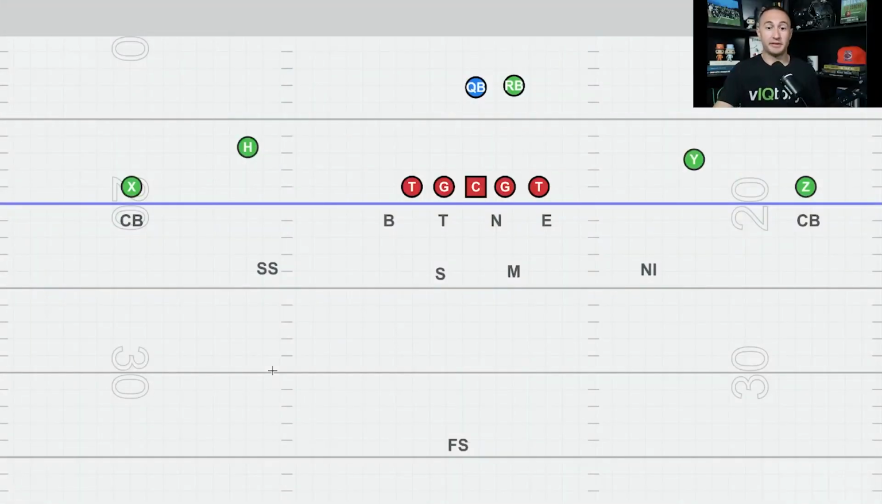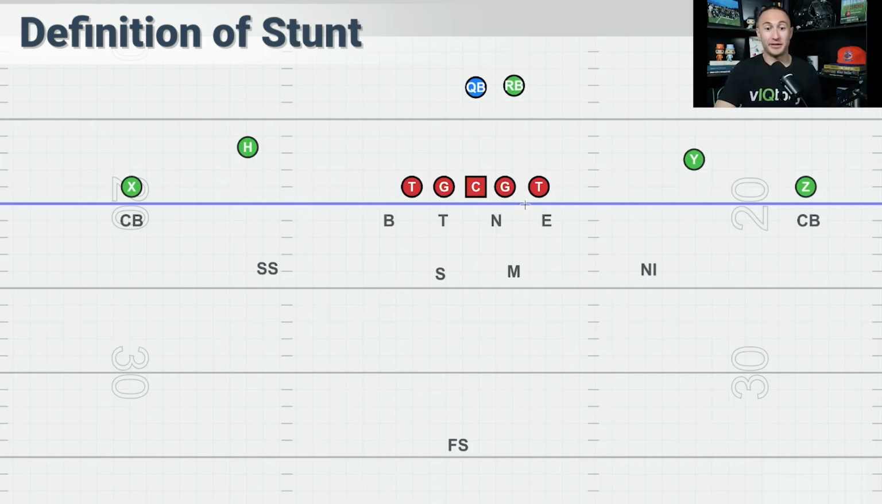Before we dive into these stunts, we have to tell you exactly what a stunt is. A stunt, or a game, or anything with the defensive line is essentially to disrupt the offensive line. For instance, you may see what we call a penetrator, someone whose main job is just to penetrate the line of scrimmage.